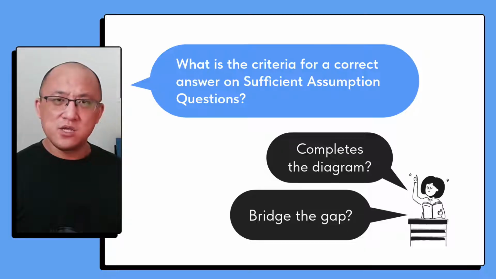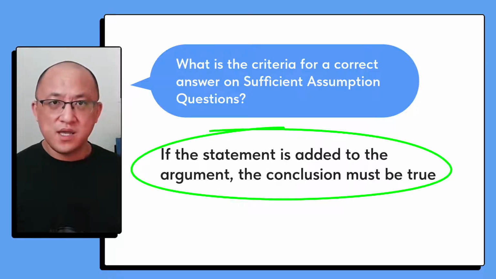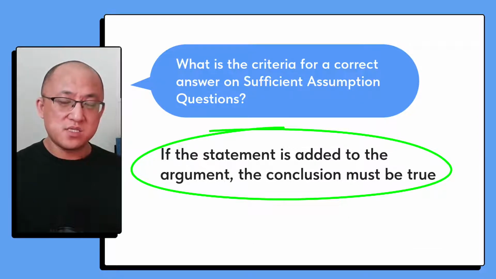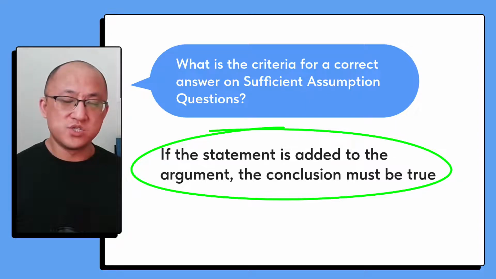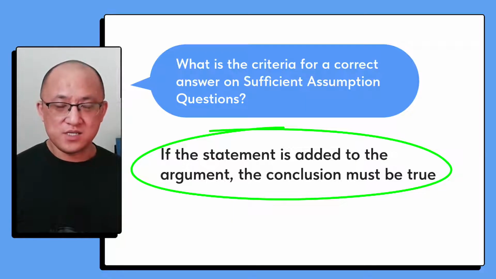But I want to make clear that fundamentally the criteria for the right answer is we are looking for something that, if true, in connection with the other premises, will prove the conclusion. Which answer, if you add it to the argument, is going to force us to accept the conclusion.